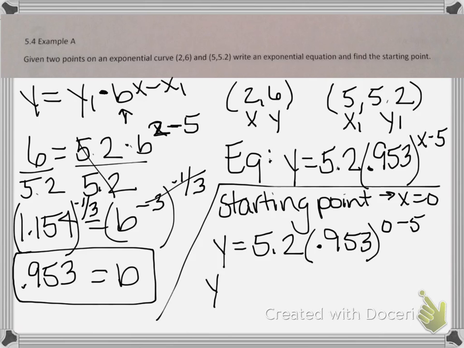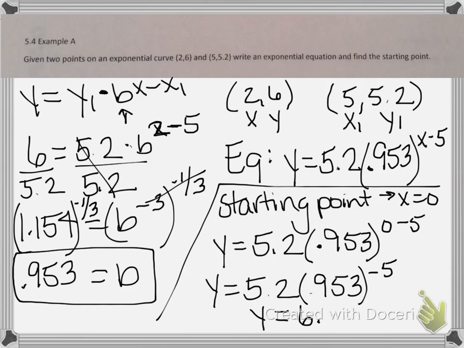Simplifying, using our calculator to solve, 5.2 times 0.953 to the negative fifth power. We get something along the lines, I believe, of 6.1? Something along those lines, 6.61. Let me just use the calculator real quick. Yeah, 6.61, sorry. So 6.61. And that would be our starting point with whatever real world problem this might be referring to. So we would have our starting point of 6.61.